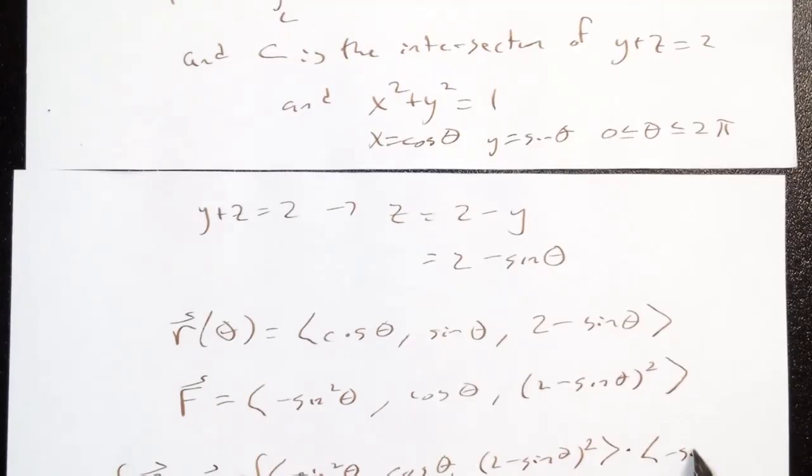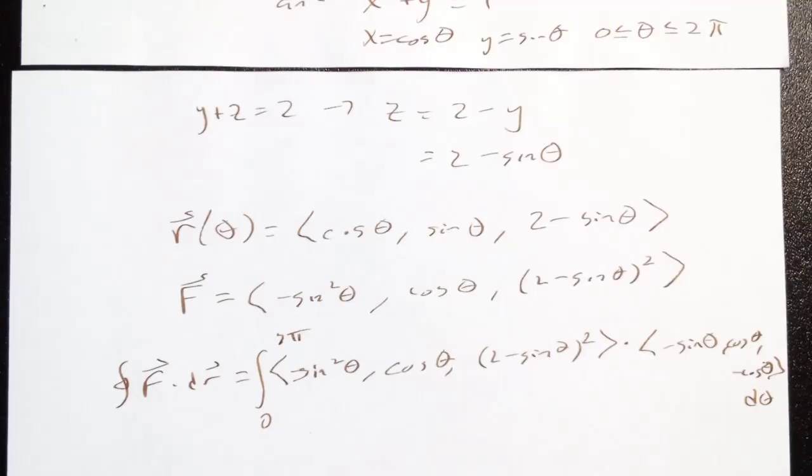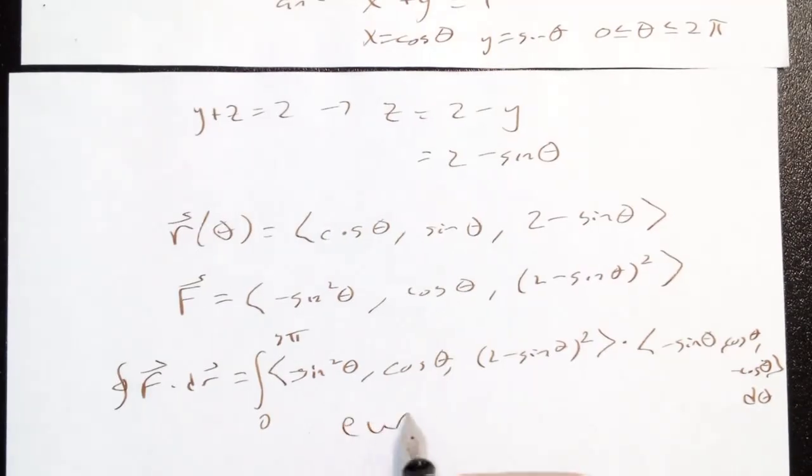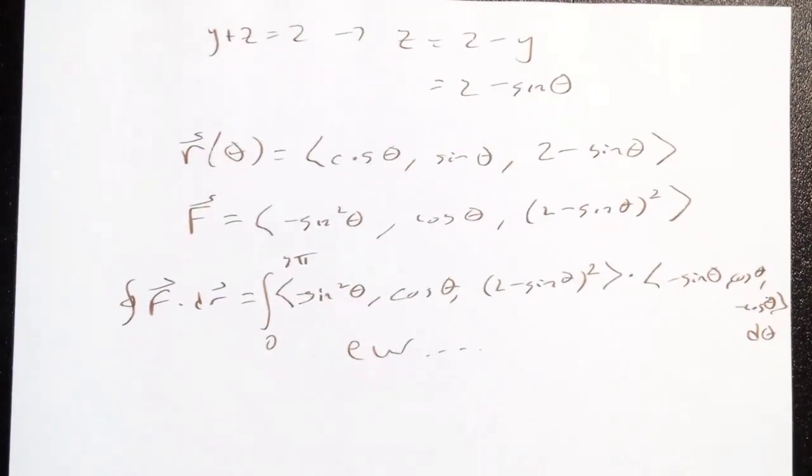Derivative of cosine is minus sine. Derivative of sine is cosine. I'm going to run out of room here. Derivative of 2 minus sine theta is minus cosine theta, d theta, from 0 to 2 pi. I can do this, but this is a trig integral nightmare. Doesn't this just suck? I don't want to do this. Stokes' theorem says I don't have to.